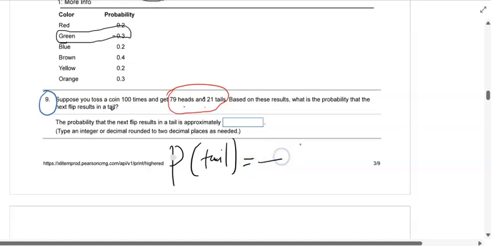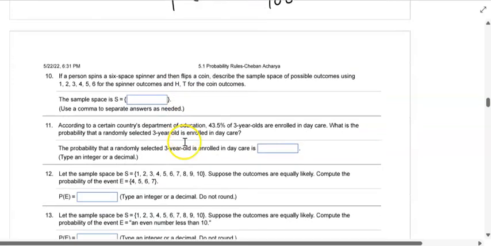For this question, you have to find how many tails there are in the 100 tosses. You have 21 divided by 100, because there are 100 tosses in total. The answer must be a decimal, because the instructions say type an integer or decimal rounded to 2 decimal places. Therefore, the answer is going to be 0.21. 0.21 is the probability.